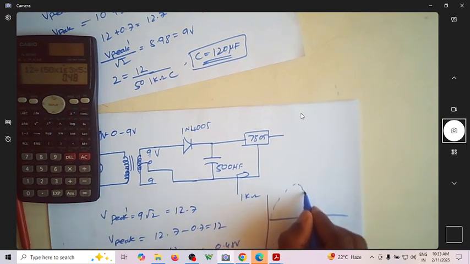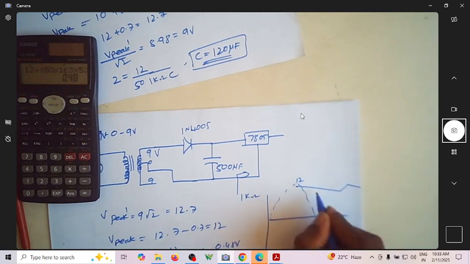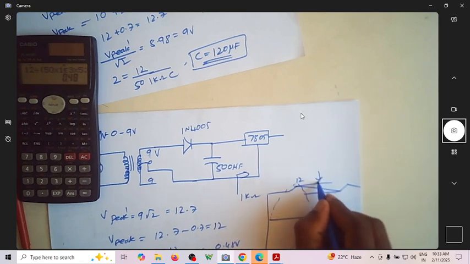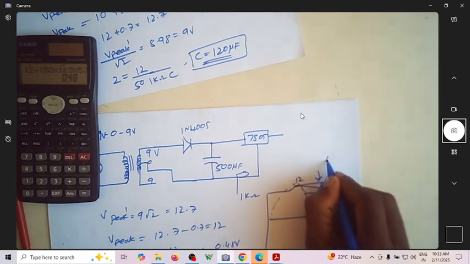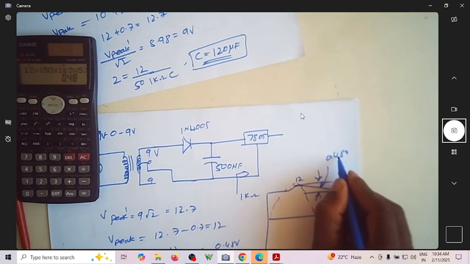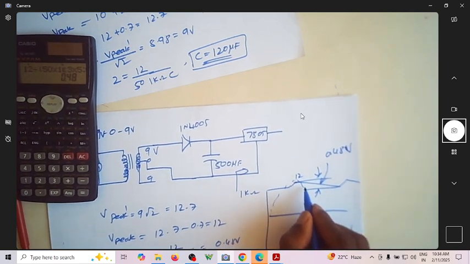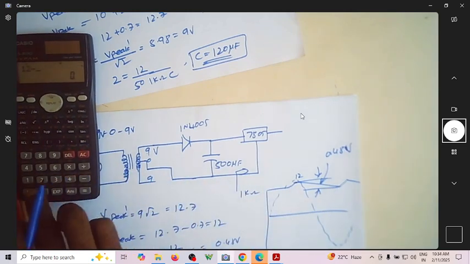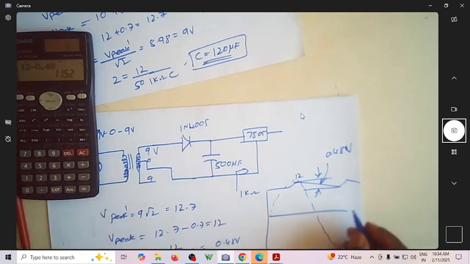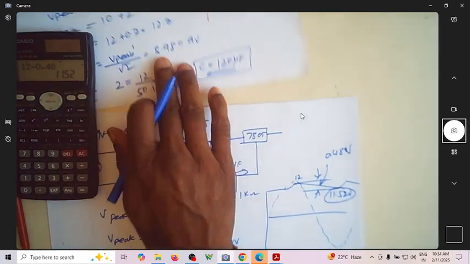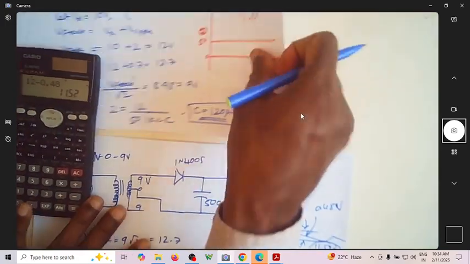Especially the, so this is at 12 volt. From 12, how much is this ripple? This ripple will be hardly 0.48 volt. If it is 0.48 volt, if it is 12, how much will this be? It is 12 minus 0.48, which is 11.52 volt. 11.52 volt is the input to this regulator.